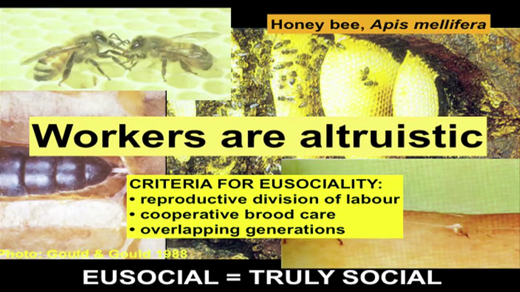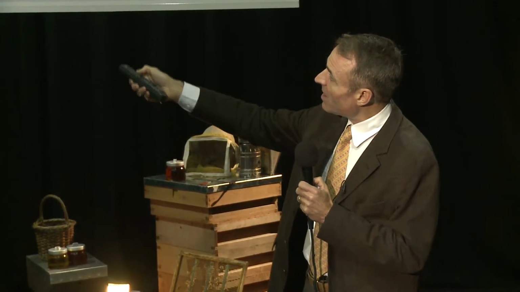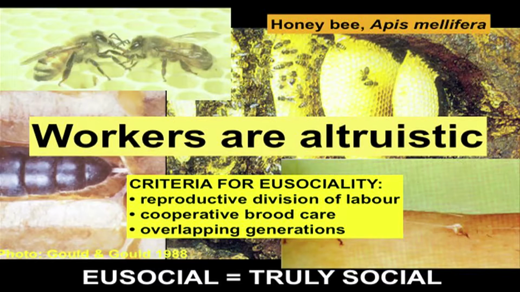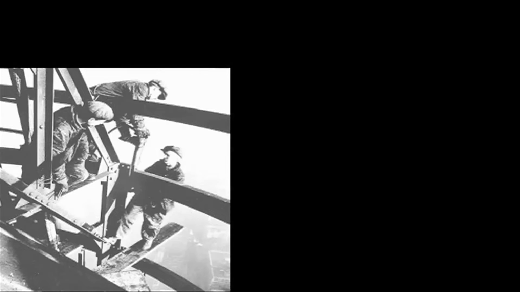They show this division of labour. Some individuals reproduce. In the case of the honeybee, it's just the queen. The workers do not. They cooperate in looking after the brood, and there's several generations living together. And I think you're all very familiar with that as beekeepers. Now, that's fascinating, eusociality. Fascinating on a couple of grounds. Firstly, there's some parallels with human society.